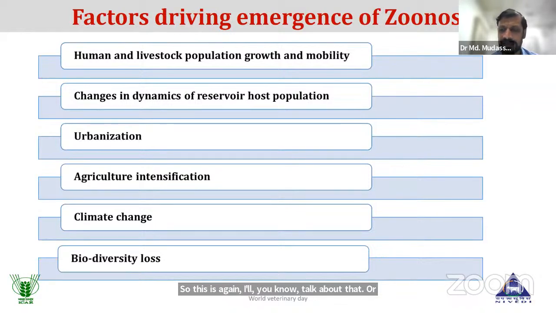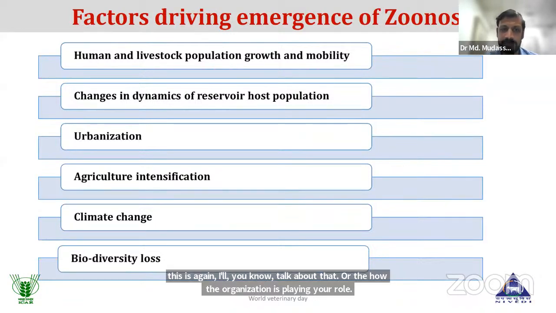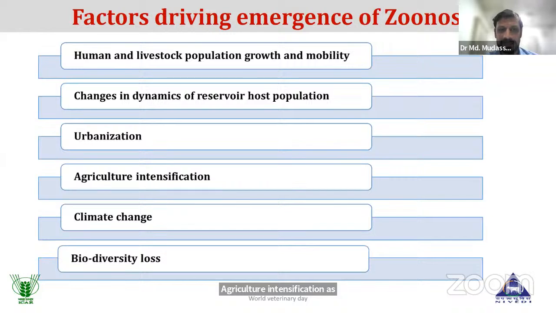Agriculture intensification: there is a demand for food, so a lot of deforestation is happening, and that land is converted either for livestock crops or grazing by livestock, or for the purpose of growing food crops.